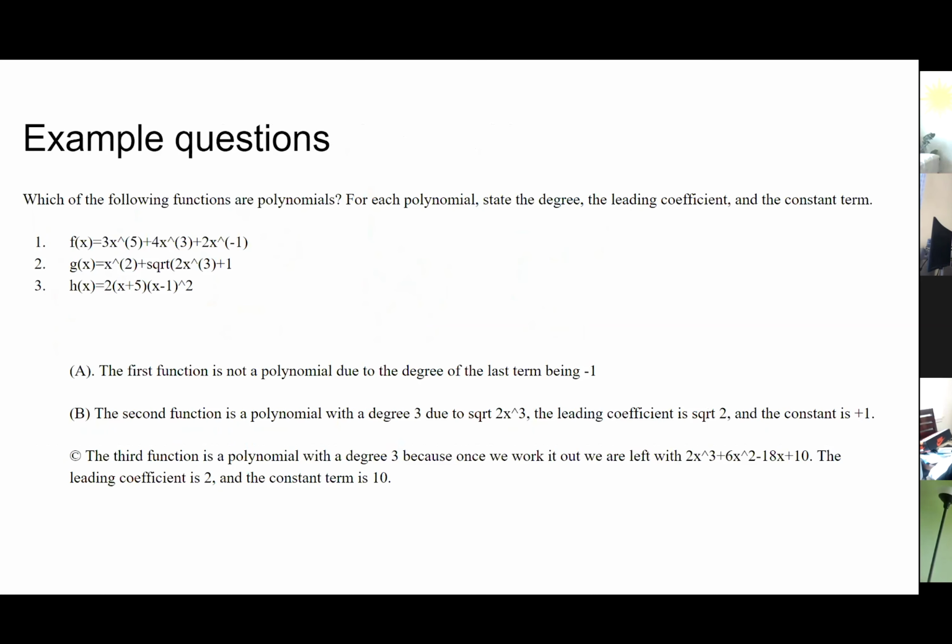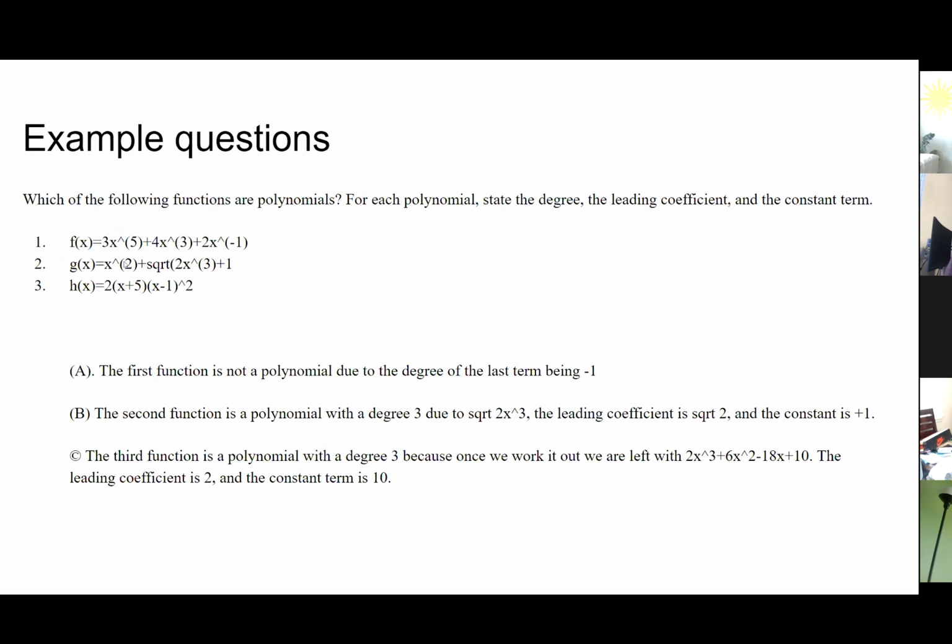Okay. So here are a couple example questions for understanding some of the polynomials. For these, we're determining if these are polynomial functions, and then we're determining the degree, the leading coefficient, and the constant term. It's a little hard to see here, but f of x equals 3x squared plus 4x to the third power plus 2x to the negative 1 power.